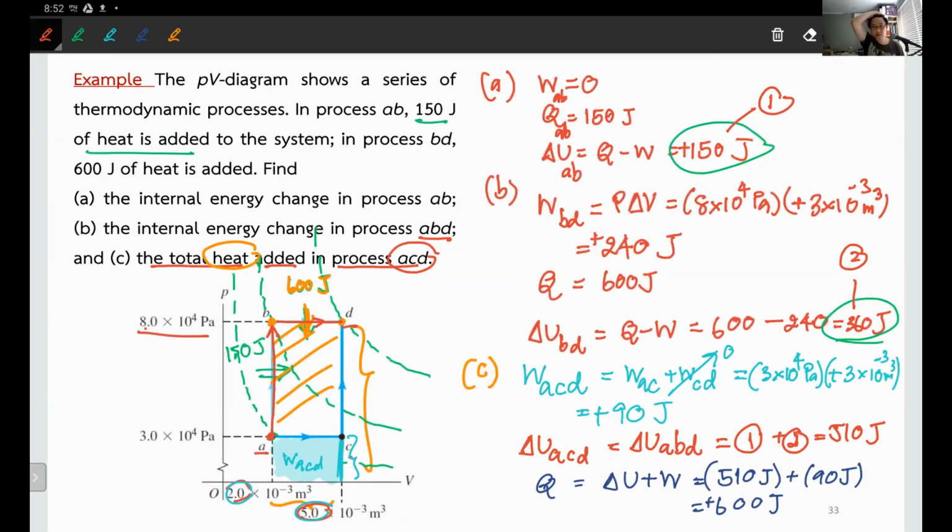You start to see how the first law of thermodynamics revolves around these three quantities: the heat, the work, and the change of the internal energy. So three things going around.